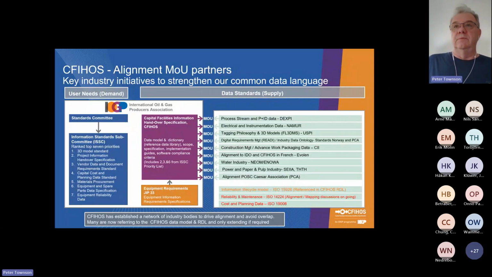CII around data model extensions, to make sure that the data models within their specific domain align with CFIHOS, and where possible, all of the classes and the properties and those groups just extend the properties for what they need. So for construction, advanced work packaging, say construction work package development, there are certain properties that are not in CFIHOS that they need, and what they've done is extend those properties against those classes within their own class structure and their own data model.